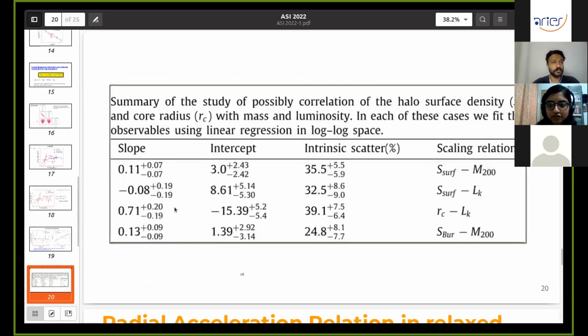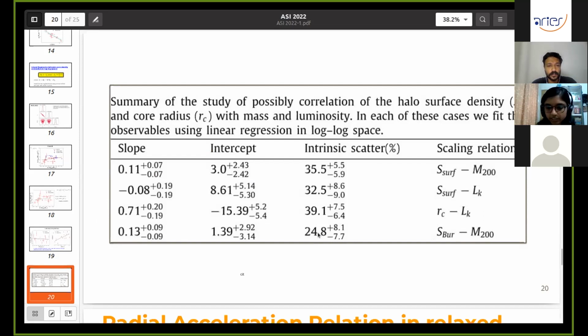Now, this is a summary of the scaling relations which I have shown earlier. The surface density versus mass is showing a positive correlation with an intrinsic scatter of 35.5%. The surface density with K luminosity shows a negative correlation of minus 0.08. The core radius with luminosity shows a slow positive correlation of 0.71, which is agreeing with the previous results for single galaxies. And the column density versus mass is a positive correlation of 0.13 with an intrinsic scatter of 24.8%.